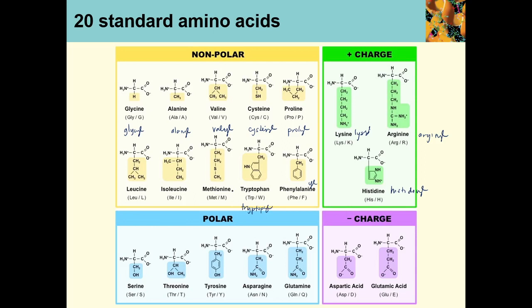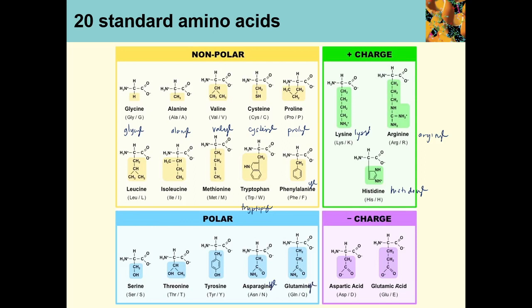Your methionine will become methionyl. Isoleucine will become isoleucyl. Leucine will become leucyl. Serine will become seryl. Threonine will become threonyl. Tyrosine will become tyrosyl. Your asparagine will have a problem with this, so asparagine will become asparaginyl. You drop the E and convert it to YL: asparaginyl. Your glutamine will become glutaminyl.